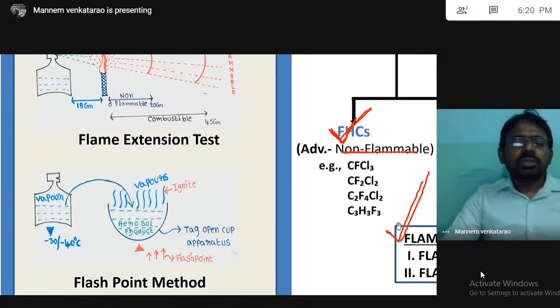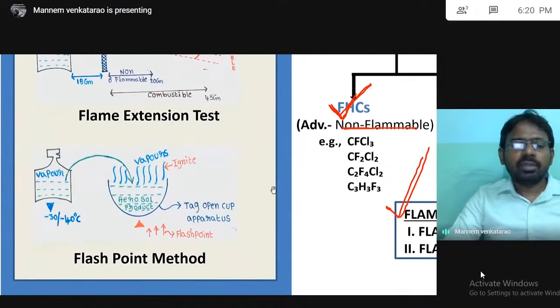So the temperature at which the aerosol product must ignite. Ignite means vapor becomes burned. So the temperature at which the vapors of aerosol product must ignite is known as flash point. Once again, friends, flash point is the temperature at which the vapors of aerosol product must ignite. So the definition is completed. Which instrument is used to measure the flash point? Tag open cup apparatus. So two points are completed.